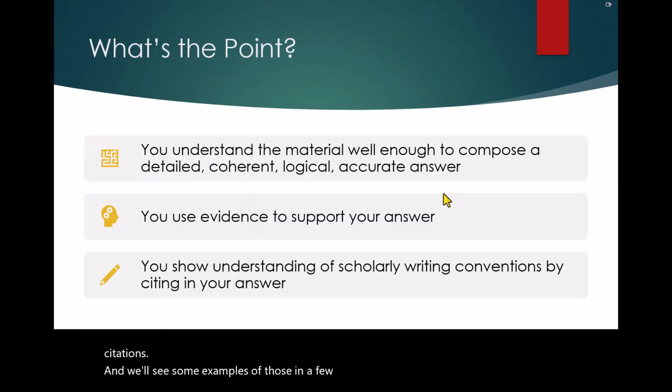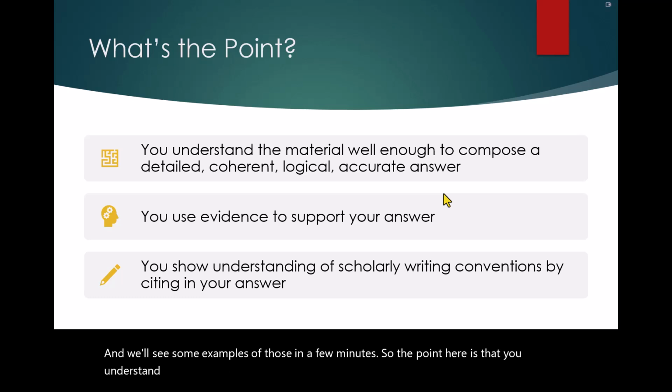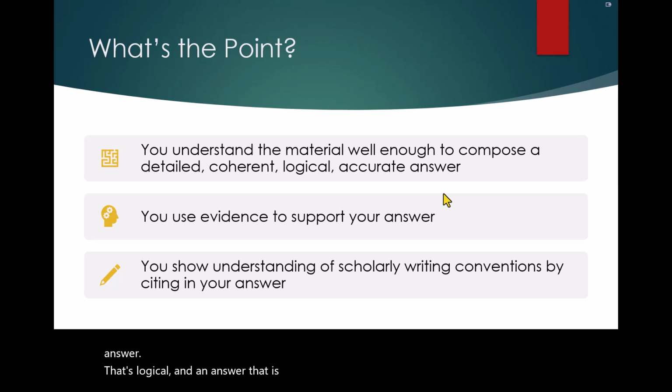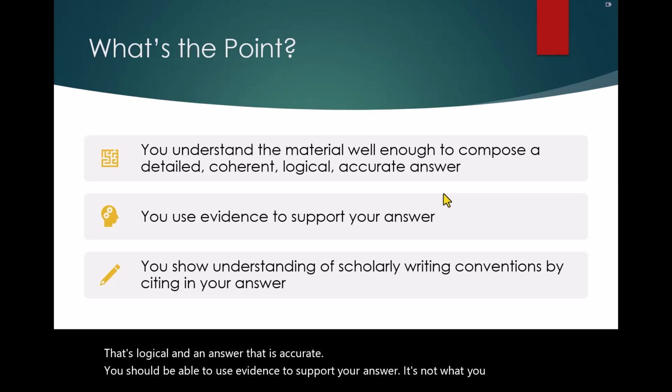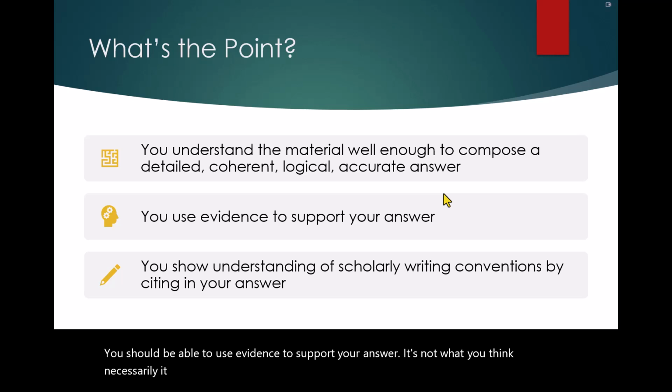So the point here is that you understand the material well enough that you can compose a detailed answer, a coherent answer, an answer that's logical, and an answer that is accurate. You should be able to use evidence to support your answer. It's not what you think necessarily. It is your interpretation of other sources.